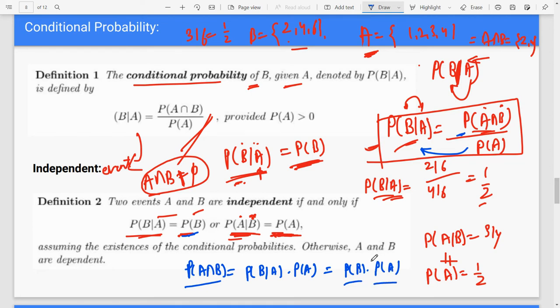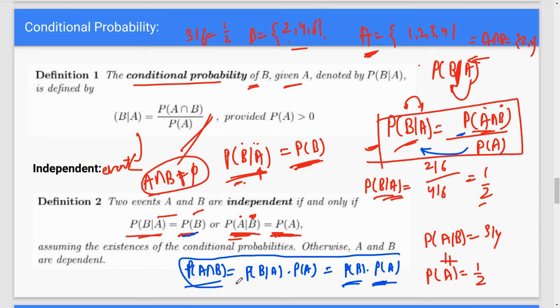Whenever you are trying to find some probability in the questions and you find that A and B are independent events, you can directly use the formula. If you are trying to find the probability of A intersection B, you can use the probability of B times the probability of A. This comes from the fact that the probability of B given A is the probability of B. So A intersection B can be represented as the product of these two. This formula is also important, and it will be used in the questions when you're trying to solve them.